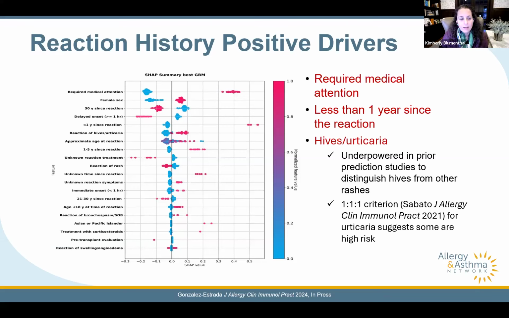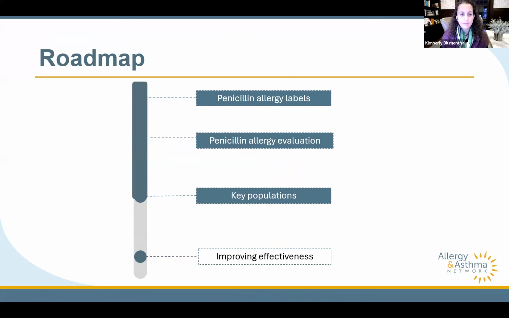And I would like to draw your attention to this 111 criteria, which was a European criteria for hives, because hives has been underpowered in these prediction model studies. We don't know necessarily what makes somebody have high risk hives versus low risk hives. And so one study in Europe said that if your hives appear to follow this 111 criterion, they might be higher risk.